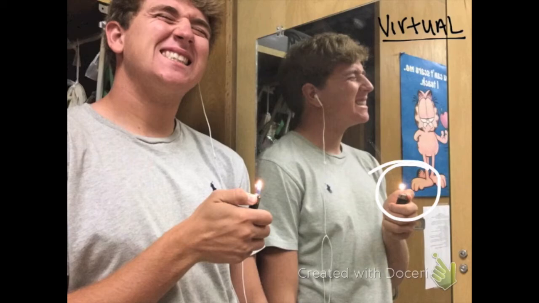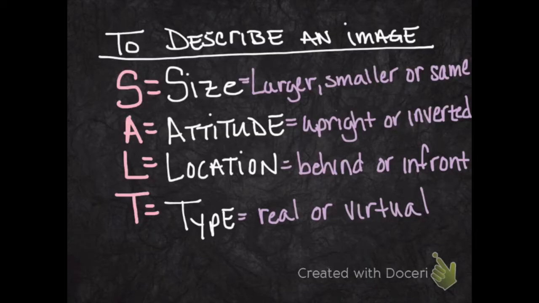It's reflecting it back. In this unit, you're going to have to be able to describe an image. You're going to have to be able to tell us various things about an image when it's formed. So in order to help you remember how to describe an image, we're going to use an acronym called SALT. Now, SALT means the size, the attitude, the location, and the type of image.